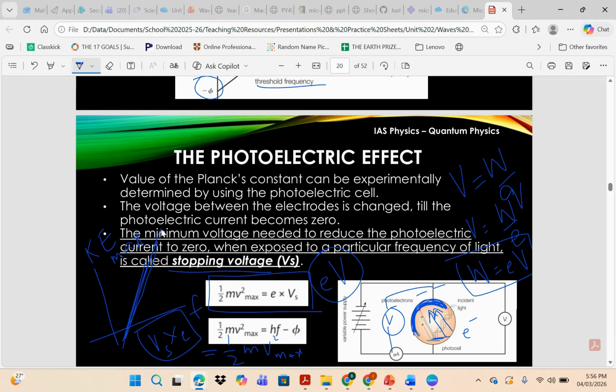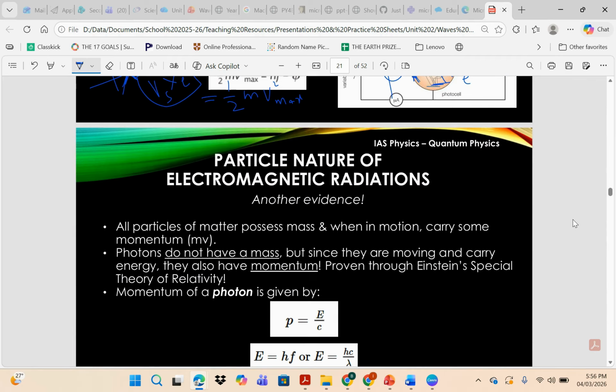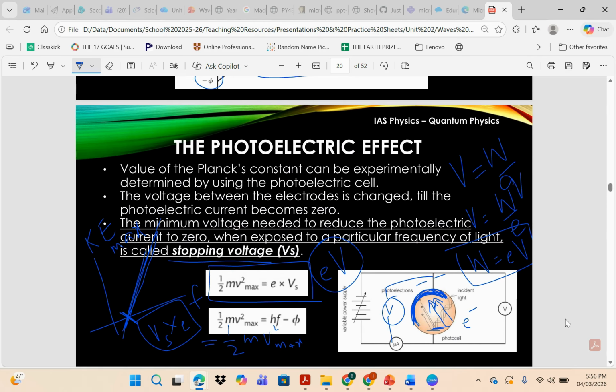From this graph, we can even find experimentally a value of the Planck's constant by finding the gradient of the graph. We can also find the value of the threshold frequency by looking at the value of frequency when kinetic energy is zero. Okay, so this is about the photoelectric effect, and this is the end of the lesson on the photoelectric effect. In the next lesson, we are going to solve some exam style questions and see how to answer them.